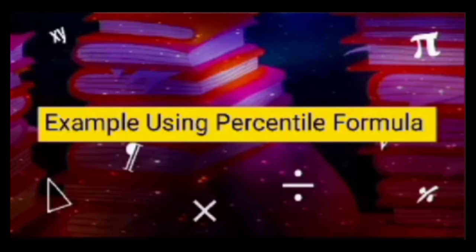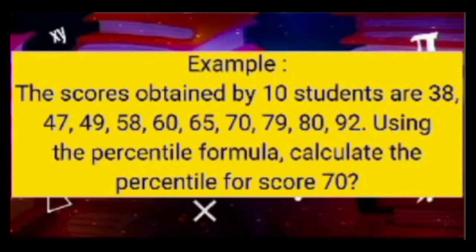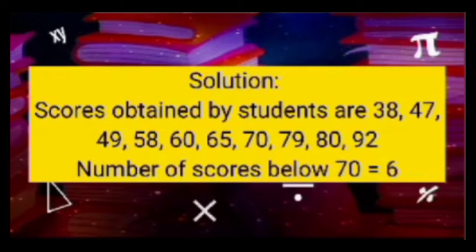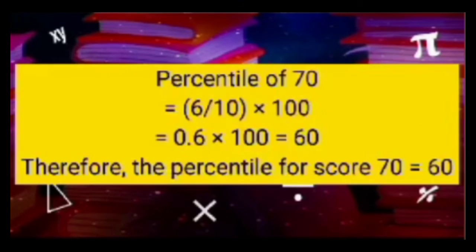Example using the percentile formula. Scores obtained by 10 students are 38, 47, 49, 58, 60, 65, 70, 79, 80, 92. Using the percentile formula, calculate the percentile for score 70. The number of scores below 70 is equal to 6. Percentile of 70 is equal to 6 divided by 10 times 100, which is 0.6 times 100 equals 60. Therefore, the percentile for score 70 is 60.